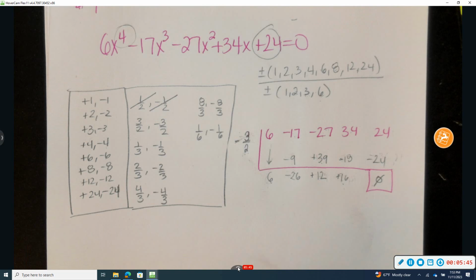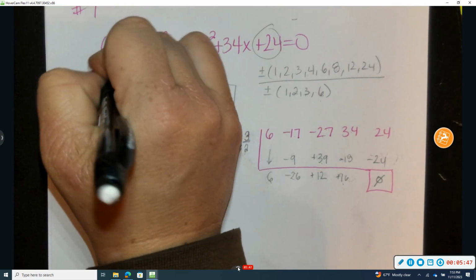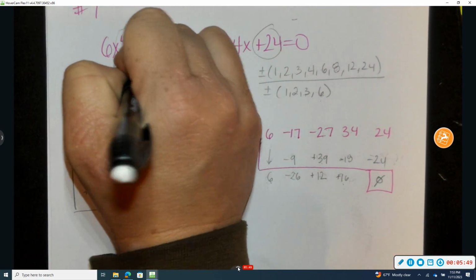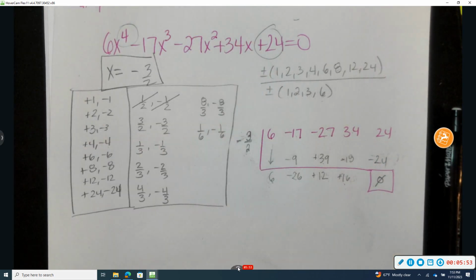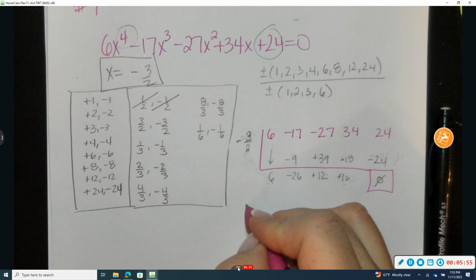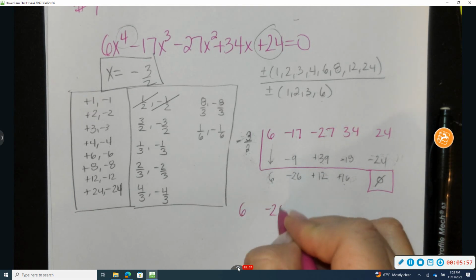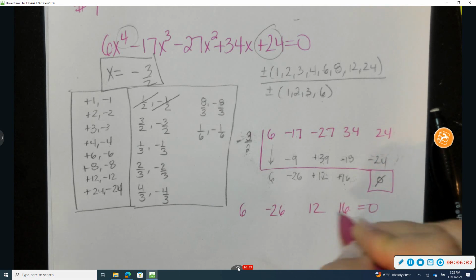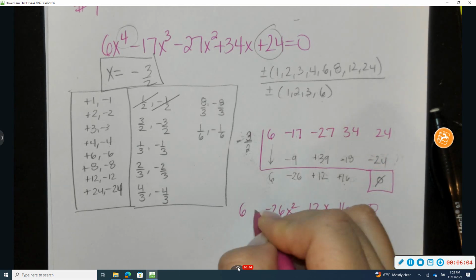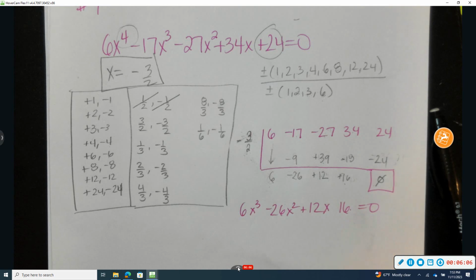Finally, I find one of these that works. So I know one solution is negative 3/2. Now hopefully this can help me in finding a secondary solution. So I have 6, negative 26, 12, 16 equals 0. No x, 1x, 2x, and 3x.